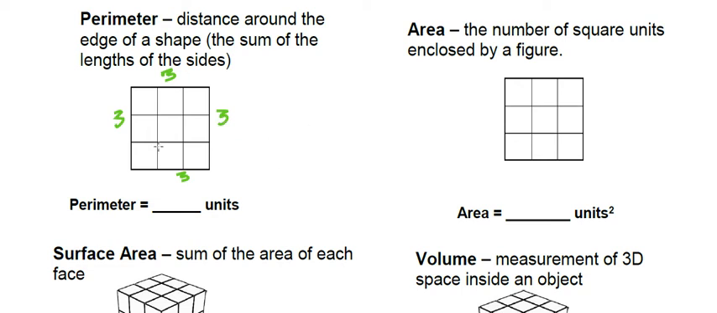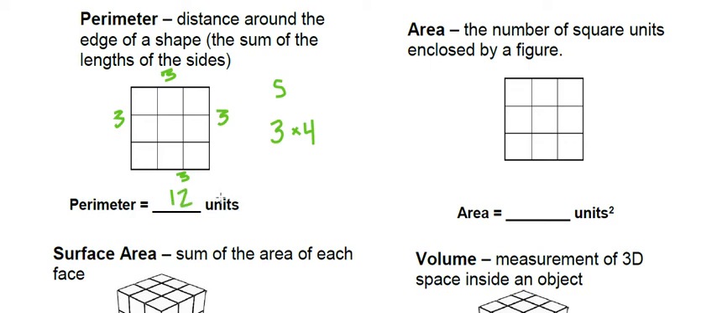So anytime I want to find the perimeter of a square, I can take the side length, which is 3, or whatever the side length is, and multiply it by what? Yep, 4. So anytime I know the side length, for the perimeter I multiply it by 4. So 3 plus 3 plus 3 plus 3 is the same as 3 times 4. So the perimeter here would be 12 units.